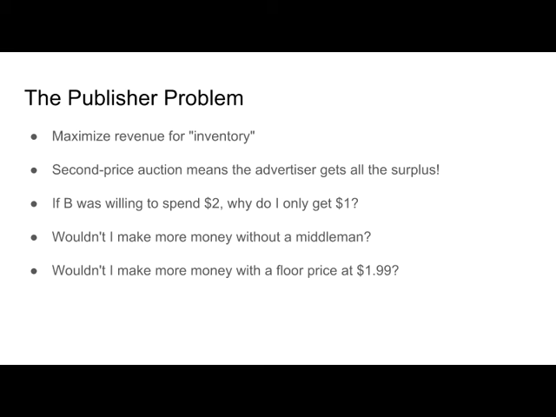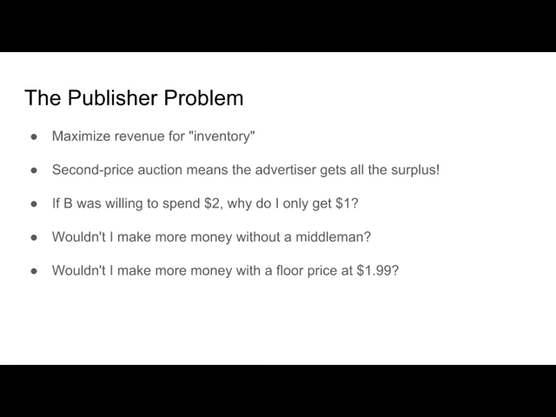But if you look at a second price auction, this is the typical seller side of a second price auction. If B was willing to spend $2 CPM in my example, how come they got to spend $1? They got to keep all the surplus minus the exchange fee, right? So first of all, the exchange took some of my money because that person was willing to pay $2, and they kept the other part. So from the point of view of a publisher, the second price auction is no good, because you're leaving a whole bunch of money on the table in someone else's pocket.